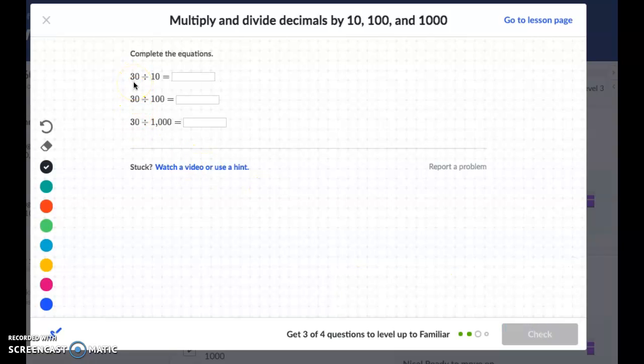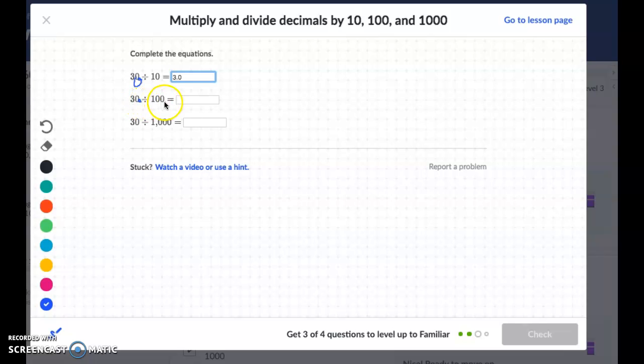So 30 divided by 10. Remember, we're going to imagine and think about that decimal is actually right here. So if that decimal is right here and we're dividing by 10, we're going to shift it 1 over. So my answer is going to be 3.0. Okay, the biggest thing is to remember that in the number 30, there is a decimal. It's just kind of hiding out after the number.